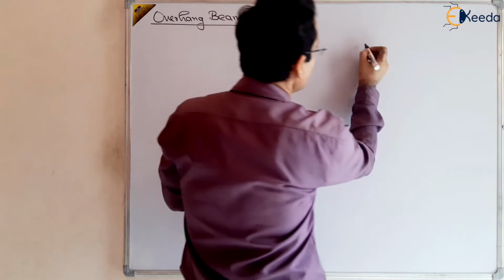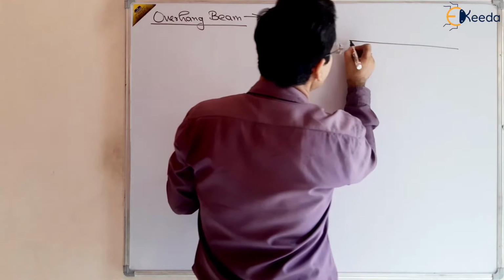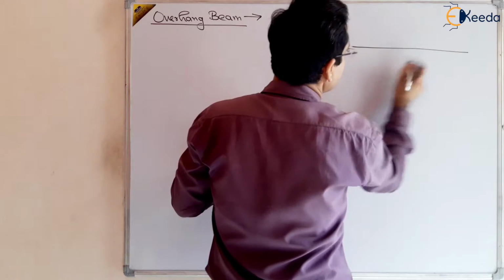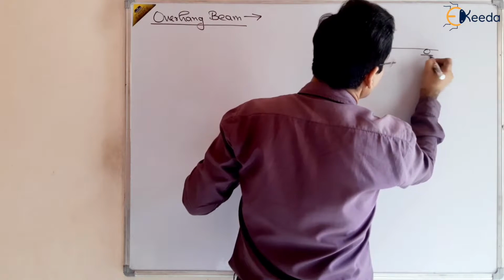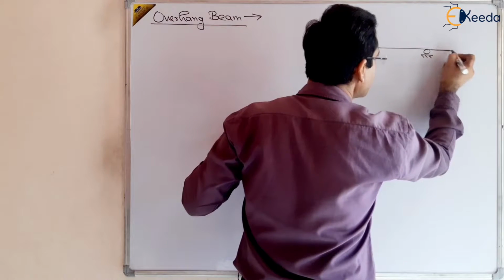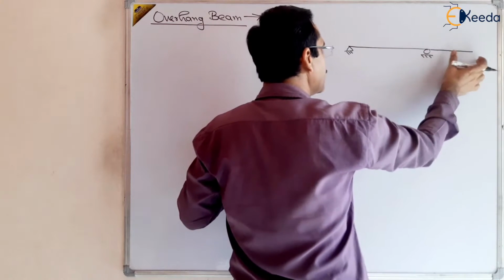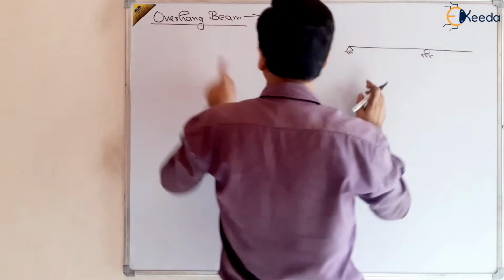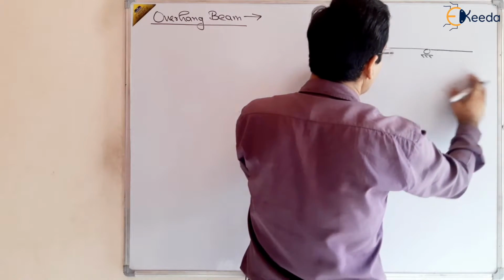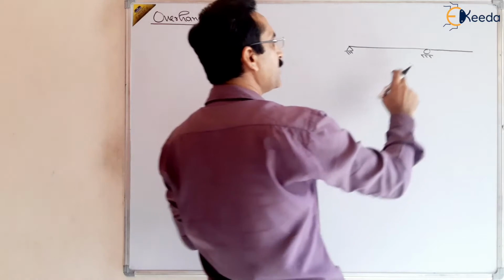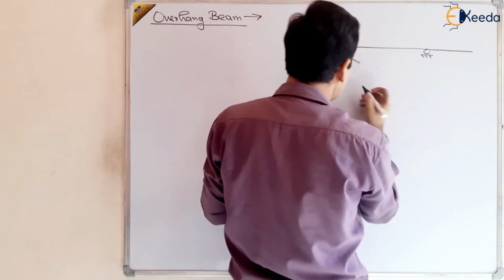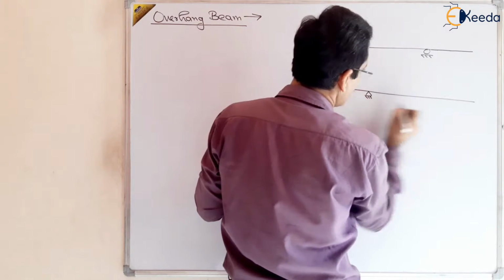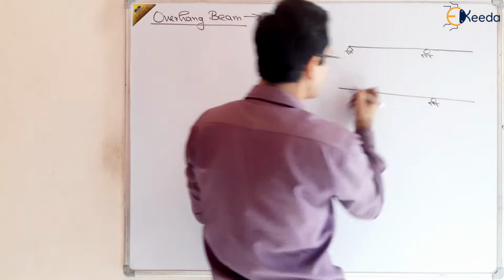Like this, suppose we have a simply supported beam like this, and this part is overhanging. It is extended beyond the supports. So this part is the overhang of the beam, and so we say that the beam is an overhang beam, right? So overhang may be on one side or both sides. There may be a chance that the overhang is on both sides of the supports, right?